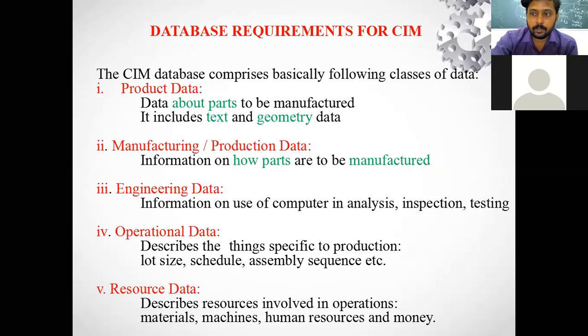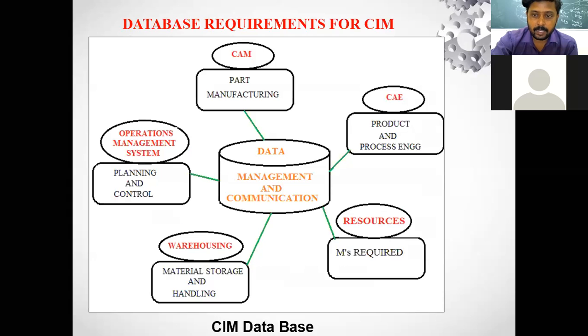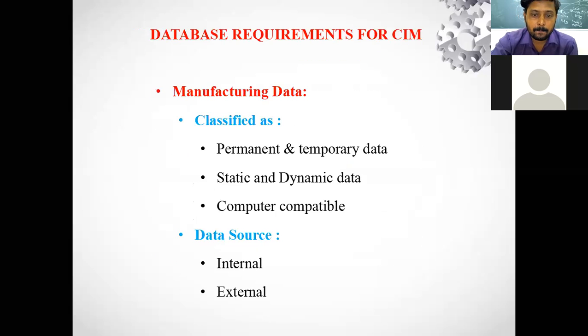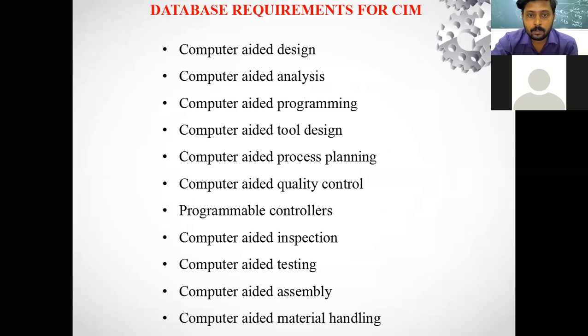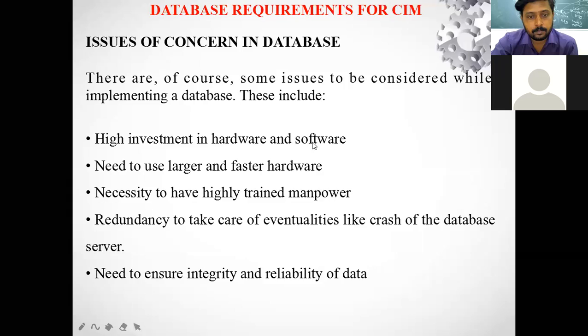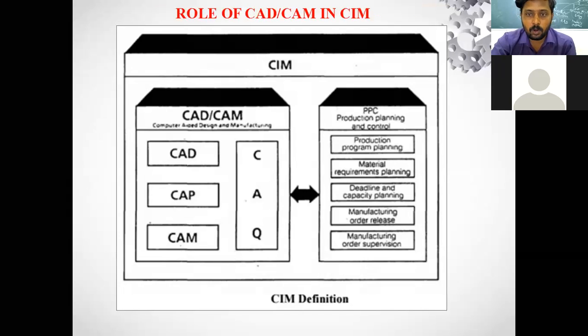Different types of database were discussed, like product data, manufacturing or production data, engineering data, operational data, and resources data. This is just a diagrammatical representation. These are the data which are required, and what exactly we require in that, we have already discussed in the previous lecture. We have also discussed the objectives of database and the issues of concern, and we were at this point: the role of CAD/CAM in computer integrated manufacturing.